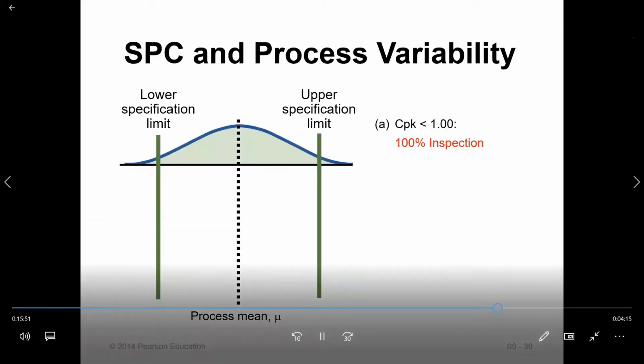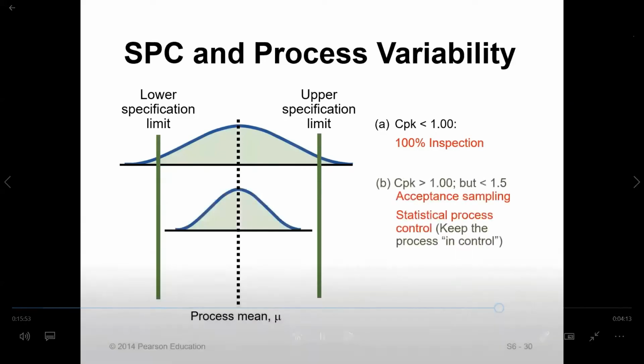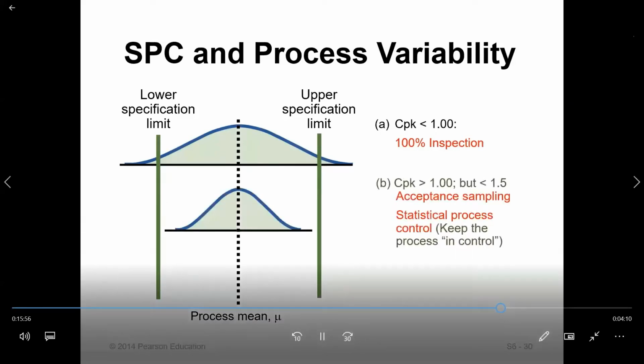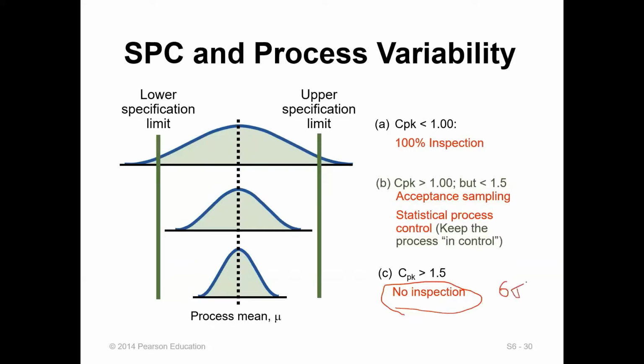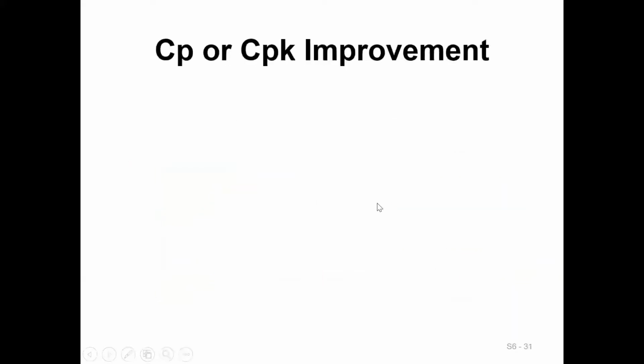So what I mean is, by calculating the CPK, if the CPK number is less than 1, you have no choice, you have to do 100% inspection. If the CPK is between 1 and 1.5, you have to do acceptance sampling and SPC. And if your CPK is more than 1.5, a 6 sigma process, 3.4 defects per million, then I'm going to say that no inspection is required for that process. That's another reason why we want to learn CPK.